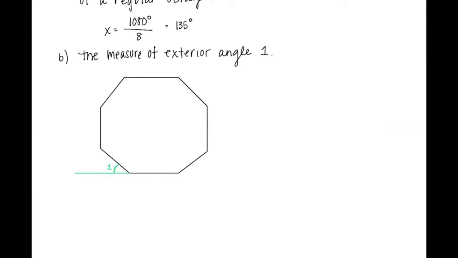I don't know what that is, but I do know that this is 135 degrees from the previous part. So the measure of angle 1 plus this 135 degrees forms a straight line, so this better equal 180. To solve for the measure of angle 1, we subtract 135 degrees from both sides. And that tells us the measure of this angle is going to be 45 degrees.